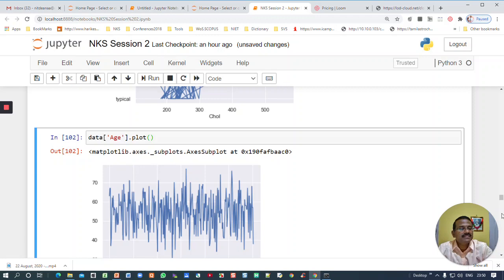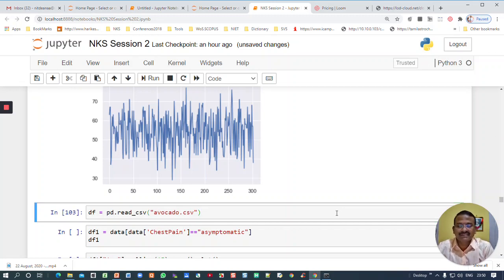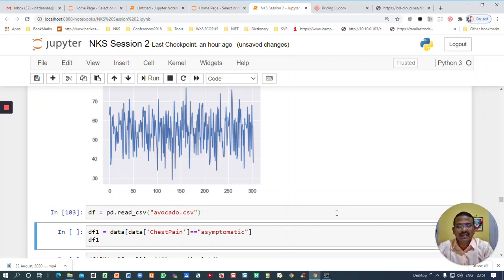Another one is age distribution. Age only I am plotting, so that is age distribution. See here, 300 entries are there. This data consists of ages between 30 and 65. Correct? So 30 and 65. Less than 30, no record is there. More than 30, a few records are there. So more data between 40 and 60. Similarly, that is another file I am opening. So I am executing.